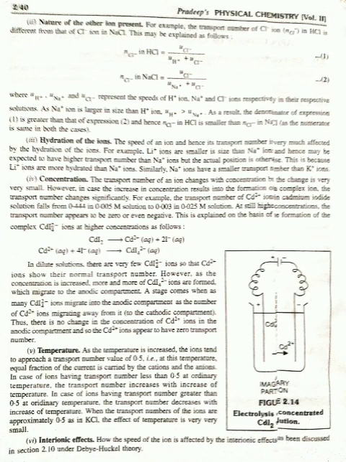Second, nature of the other ion present. For example, the transport number of Cl⁻ ion, N_Cl⁻, in HCl is different from that of Cl⁻ ion in NaCl. This may be explained as follows. N_Cl⁻ in HCl is equal to U_Cl⁻ upon (U_H⁺ plus U_Cl⁻). N_Cl⁻ in NaCl is equal to U_Cl⁻ upon (U_Na⁺ plus U_Cl⁻), where U_H⁺, U_Na⁺ and U_Cl⁻ represent the speeds of H⁺ ion, Na⁺ and Cl⁻ ions respectively in their respective solutions.